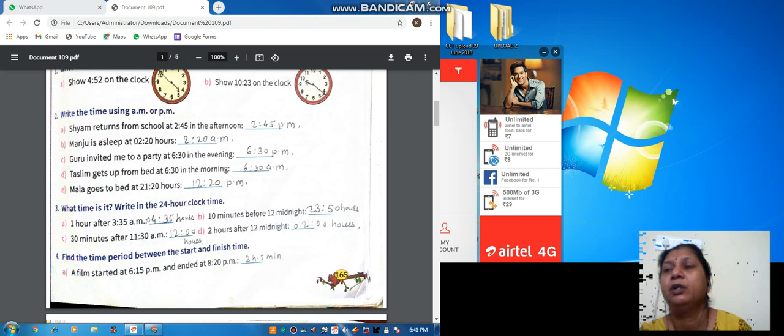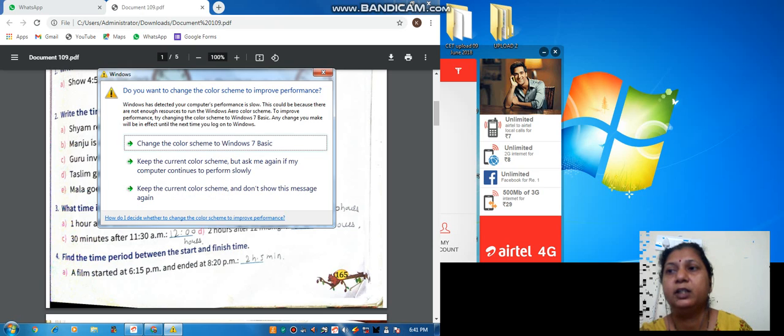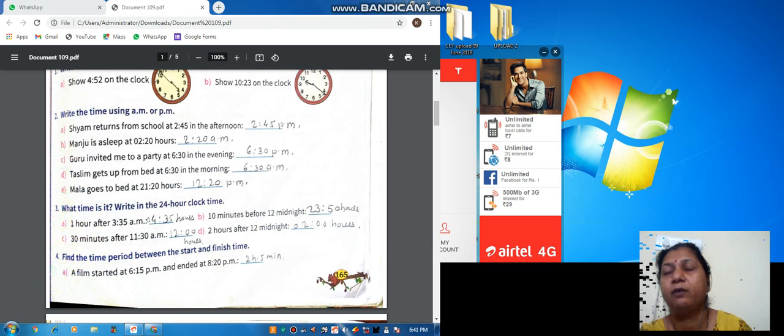Next, 2 hours after 12 midnight. It is 12 midnight, so 24 hours is completed. Now the second day has started, and in the morning of the second day it is 2 hours. That means it is 2 AM in the morning. But we have to write in the 24 hour clock now, so it is 2 hours. Get it? Now next, find the time period between the start and the finish time.